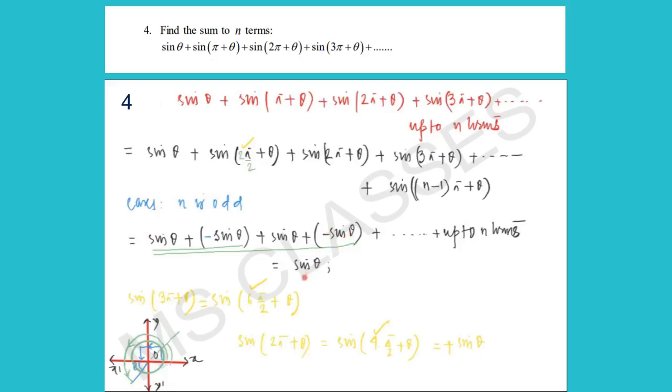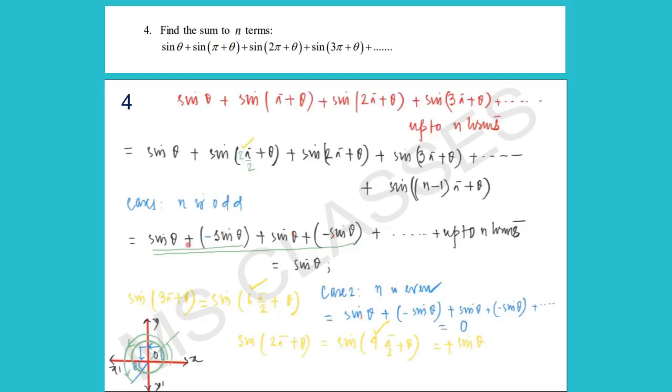Now, this is the first case, case 1, when n is odd. Now, when we take the second case, case 2, when n is even, then the expression is what? It is sin theta plus minus sin theta plus sin theta plus minus sin theta, up to an even number of terms. So that will add up to what? If we take all even terms, that will add up to 0. You can see here.